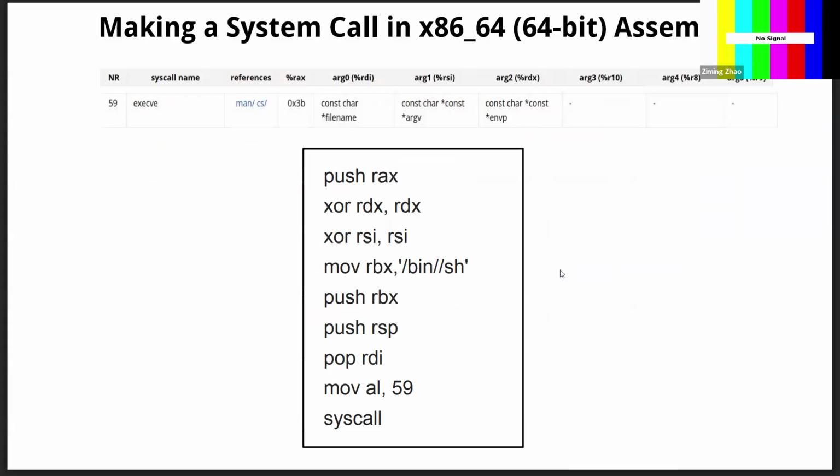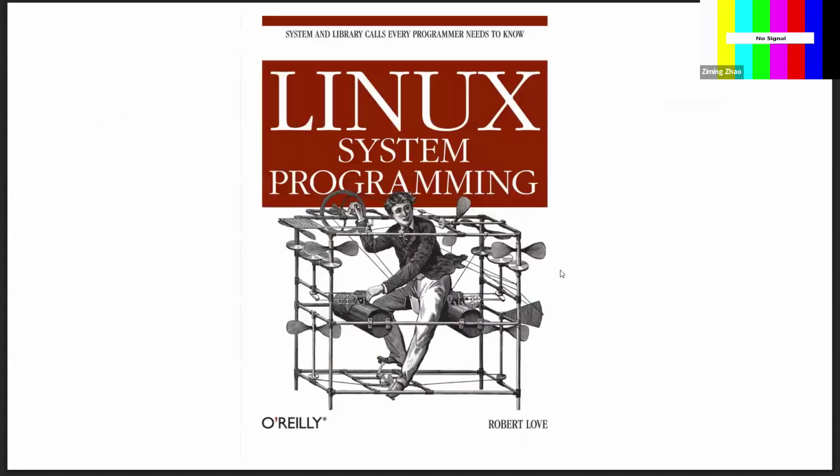The 64-bit version is similar. You can also use the instruction syscall to do that. The difference is, I don't know why, but the 64-bit and 32-bit versions of Linux have different system call numbers. EXECVE has the number 11 in 32-bit. In 64-bit, it has the number 59. Okay. I don't know why they changed it. If you want to learn more about how system programming works, this is a book I recommend to you, just Linux system programming.